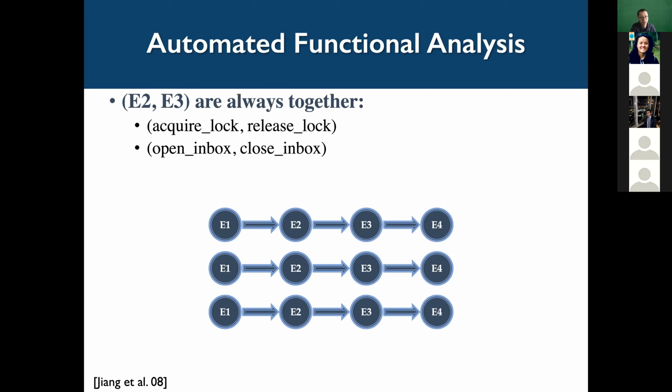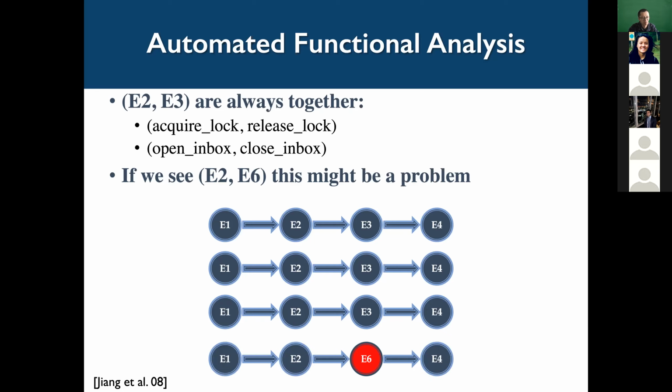So here you see three sequences of log events, right? And we find that E2 and E3 always occur together. There are many events of this kind occurring always together. Like after you acquire a lock, you need to release the lock. You open the inbox, then you close the inbox. So these are things that always occur together, right?